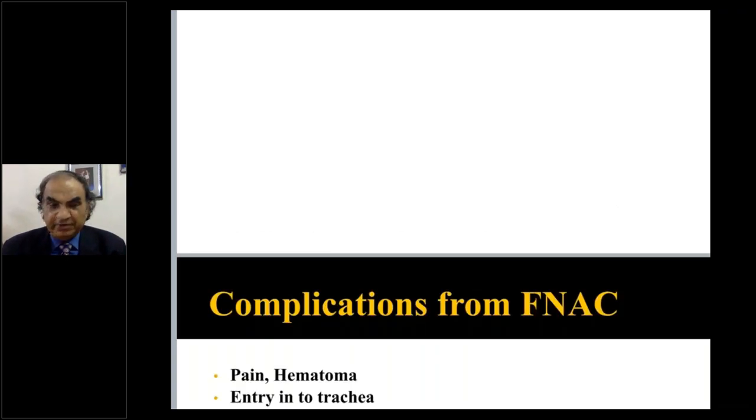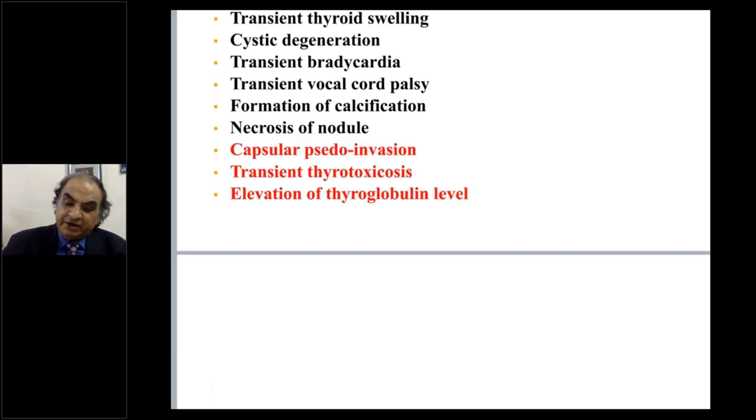There are complications of FNAC, which can be pain and hematoma. You can enter the trachea if you're clumsy. It can cause transient thyroid swelling. It can also cause cystic degeneration. It can also cause transient bradycardia because of reflex bradycardia. Very rarely, transient vocal cord palsy has been reported. There can be calcification, which follows hematoma. And necrosis of the nodule has also been reported. But the important ones, which are in red, are to be remembered.